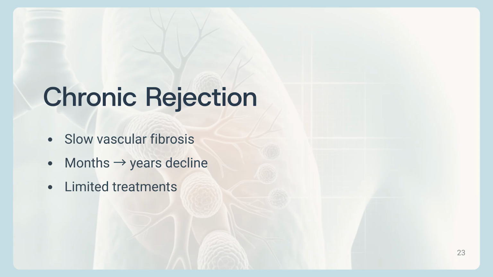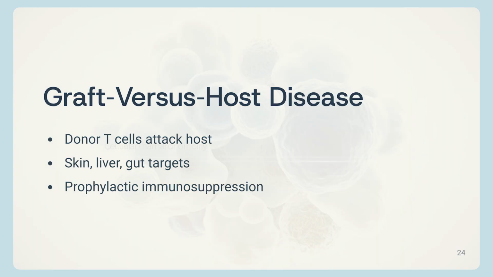And unfortunately, from my reading so far, we don't have good treatments yet for chronic rejection. Some treatments might slow down the process, but often they can't fully reverse the damage. Sometimes the transplant itself can attack the recipient. So we call this graft versus host disease.